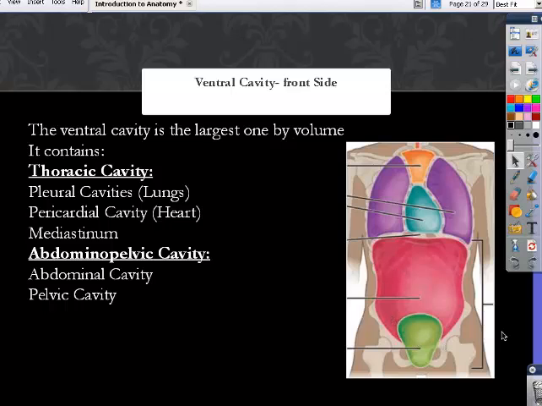And these cavities, the thoracic and the abdominopelvic cavity, are separated by the diaphragm, which is kind of like this thin line that you see separating the two.